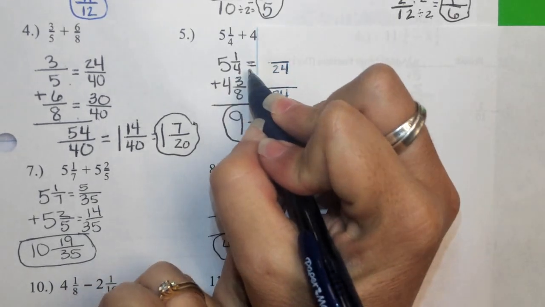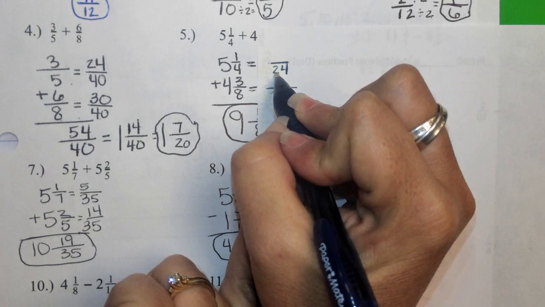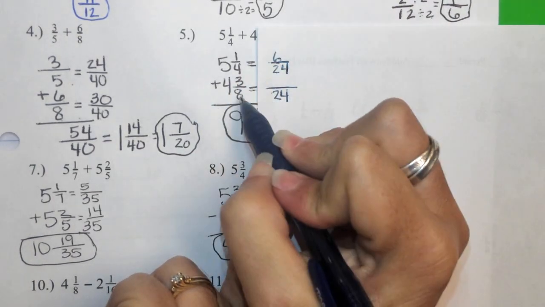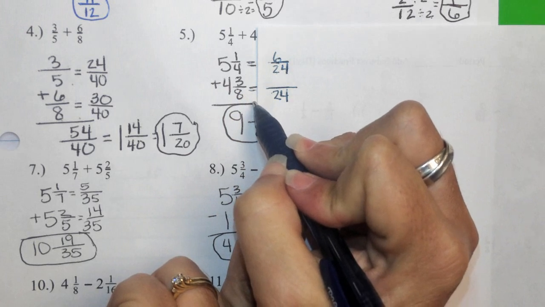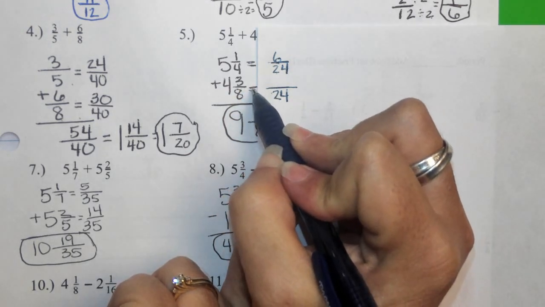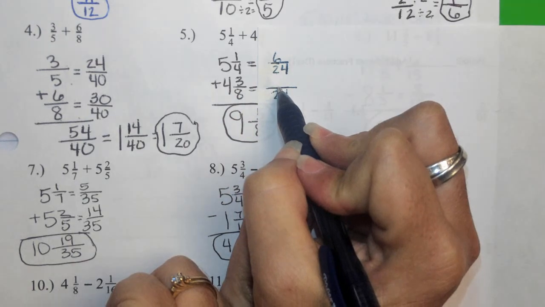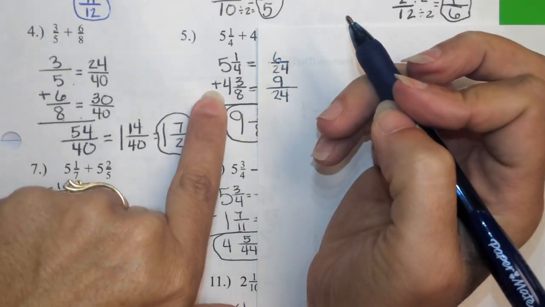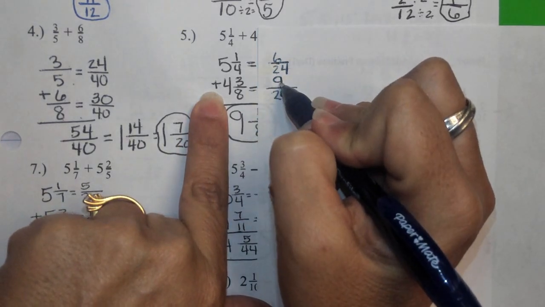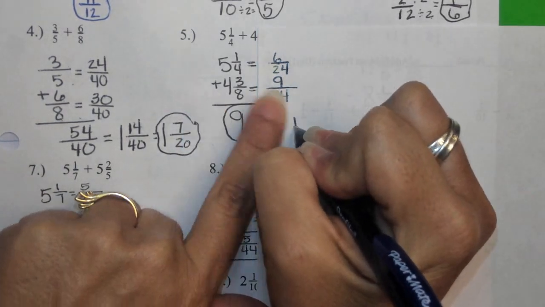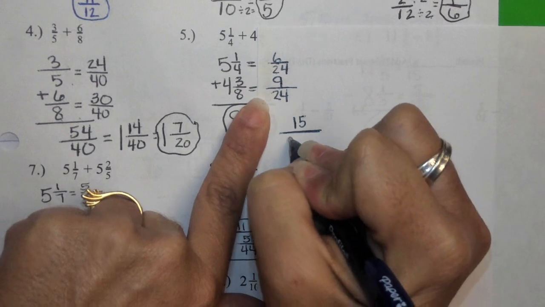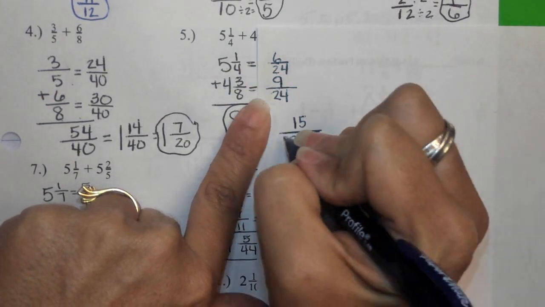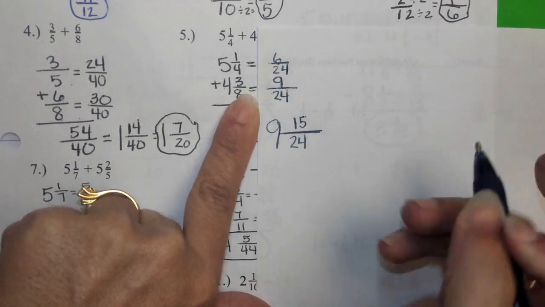But watch. It doesn't matter. Watch. 4 times what is 24? 6. 1 times 6 is 6. 8 times 3 is 24. 3 times 3 is 9. Okay. She's right. If she adds 6 plus 9, she gets 15 over 24. Even if she adds 5 plus 4 in the front, she gets a 9.